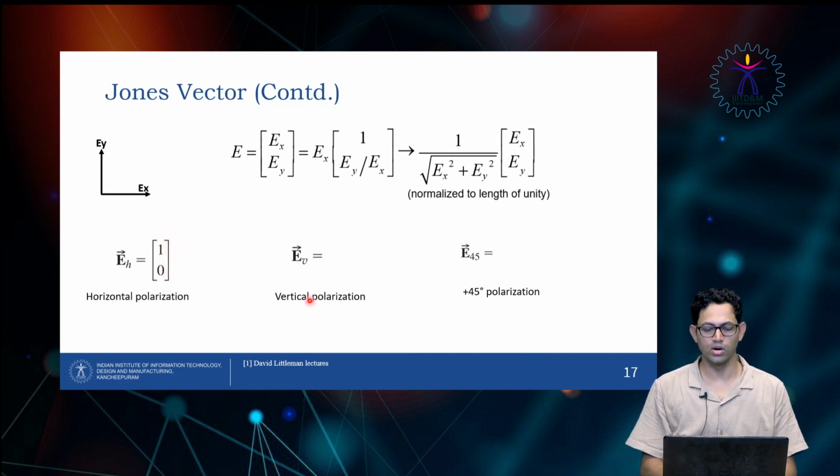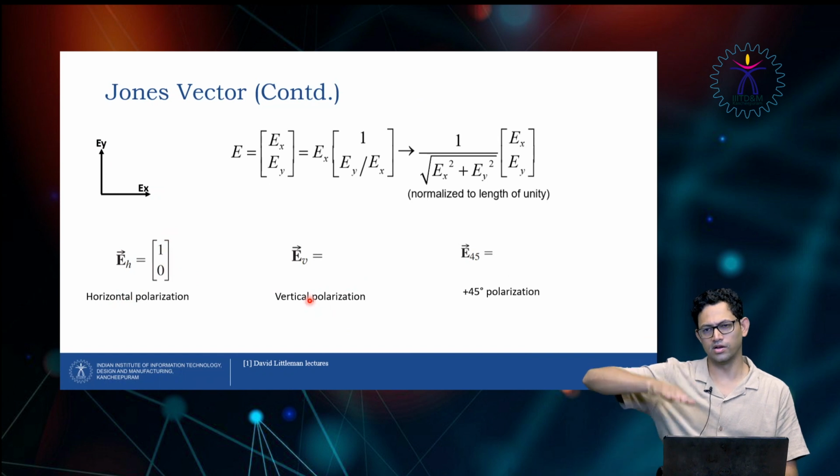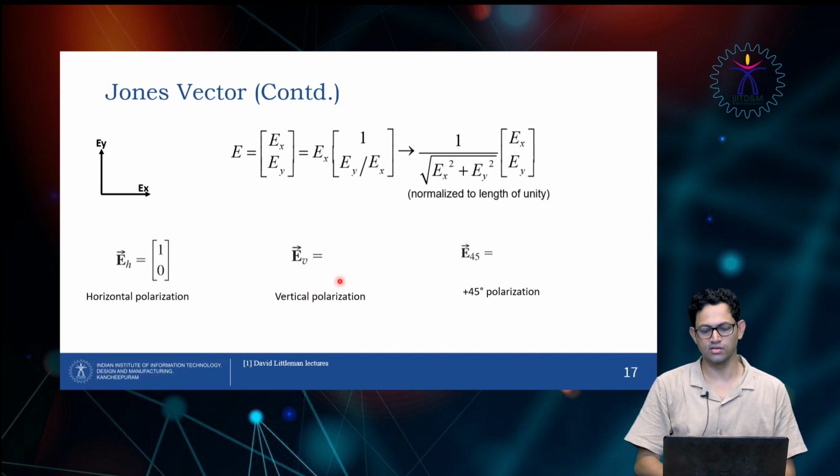Similarly, for vertical polarization, your electrical field is oscillating in the vertical direction and you are moving towards the camera. In that case, it is vertically polarized, that is you have the polarization as 0 and 1. The Ex part is 0 while the Ey part is 1. So you can see from here as well, in horizontal polarization Ex is 1, and in this case Ey is 1, that is in the vertical direction.